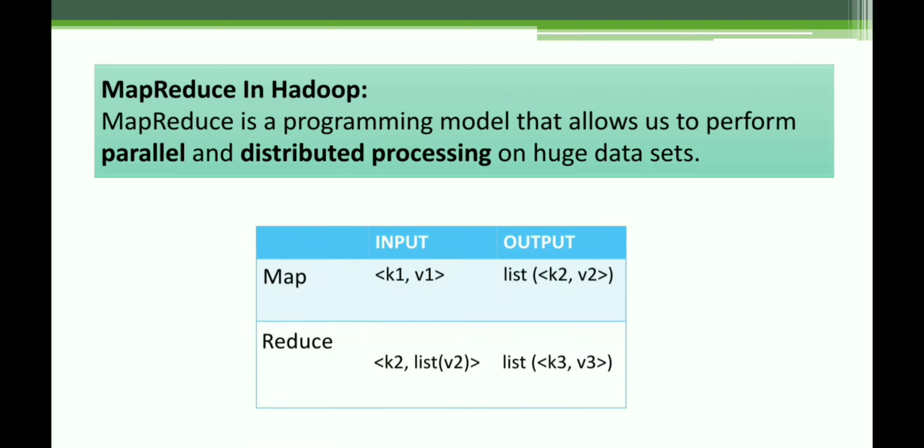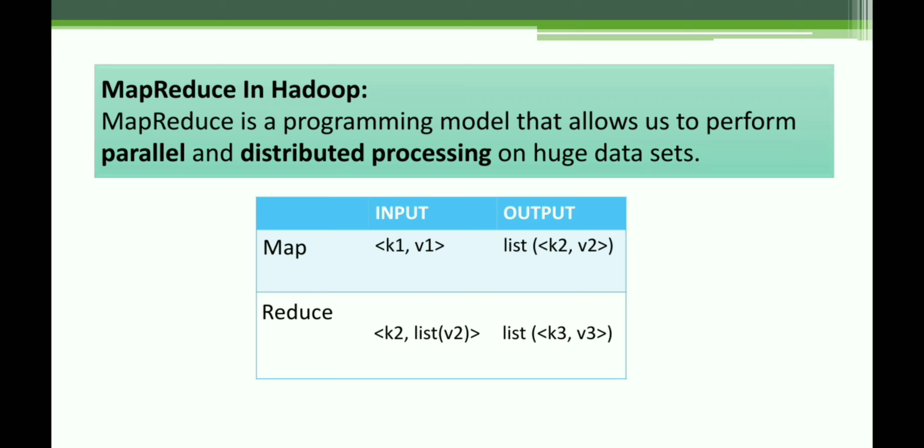Then, what is the input to the MapReduce function and the output of the MapReduce function? The MapReduce framework operates exclusively on key-value pairs. That is, the framework views the input to the job as a set of key-value pairs and produces a set of key-value pairs as the output of the job. Move on to the next point.